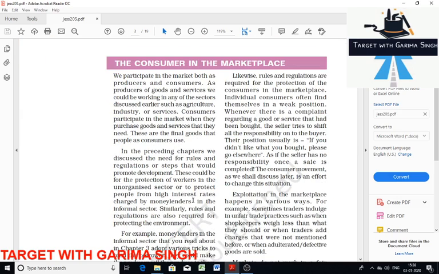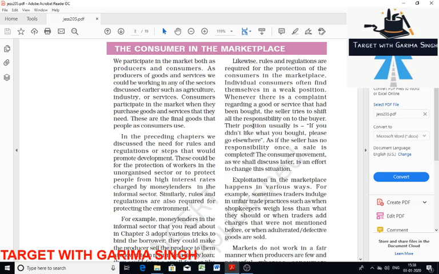Let's move on to the first topic, that is Consumer in the Marketplace. Under this heading you read that rules and regulations are required for the protection of consumers in the marketplace, as exploitation happens often, so consumers should be aware of their rights. Markets do not work in a fair manner when producers are few and powerful, whereas consumers purchase in small amounts and are scattered. This happens especially when large companies are producing these goods. These companies with huge wealth, power and reach can manipulate the market. At times false information is passed on through the media and other sources to attract consumers. So consumers should know their right to avail grievances.